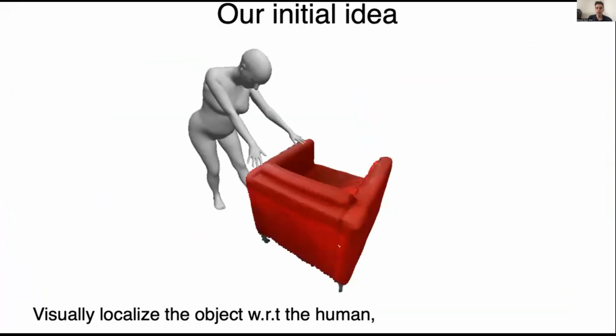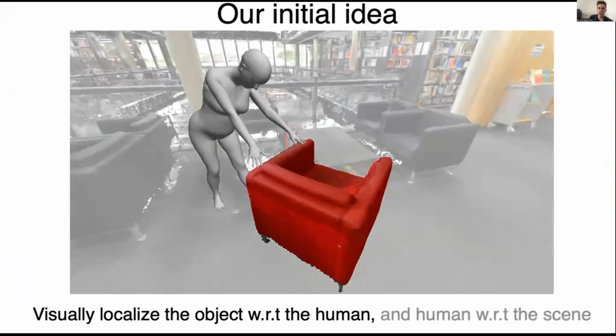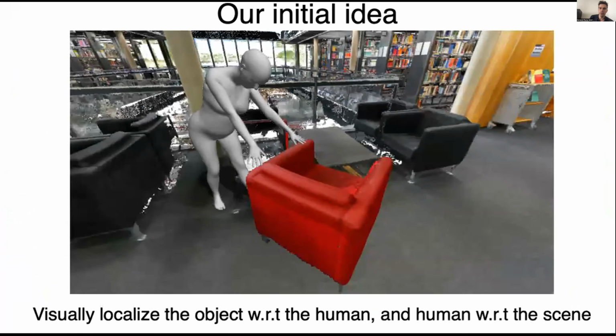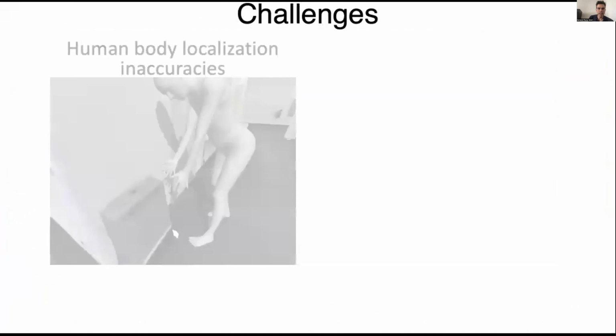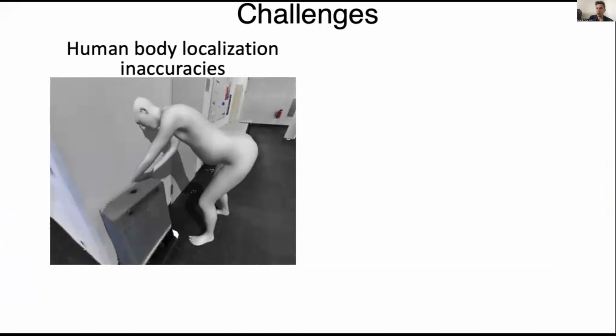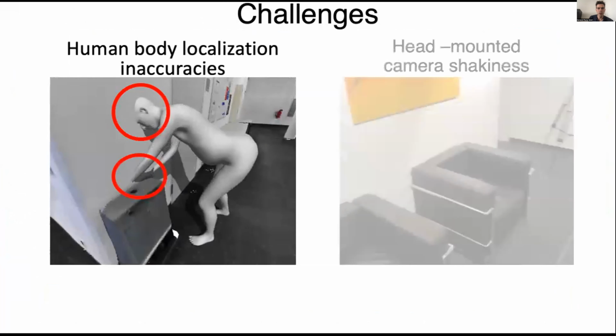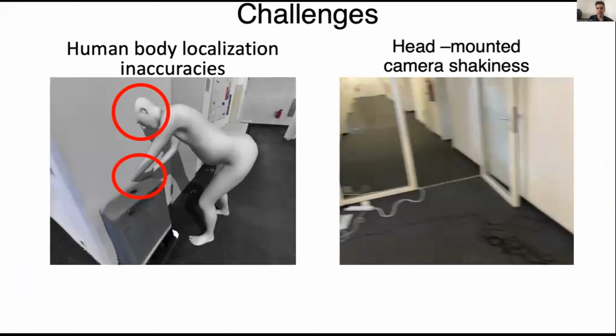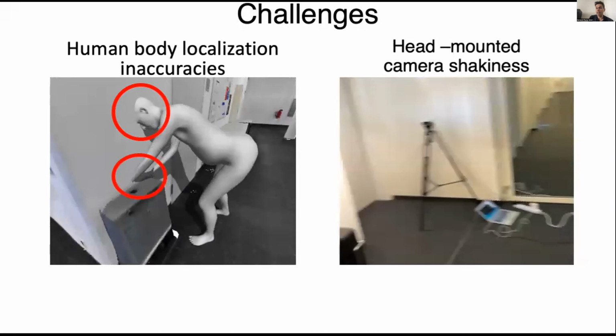So for example, you could think, okay, what I'm going to do is register first: I'm going to localize the object relative to the human, and then I'm going to localize the human relative to the scene, so I can solve everything together. Now, the problem with this approach is that, first of all, human localization is very often not accurate. I mentioned this before, because the camera is sometimes blurry or doesn't have enough features to match against the 3D scan, and it's very difficult to localize.